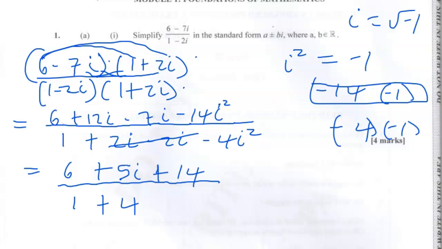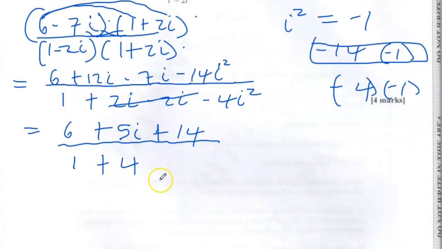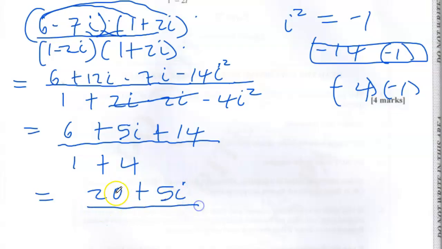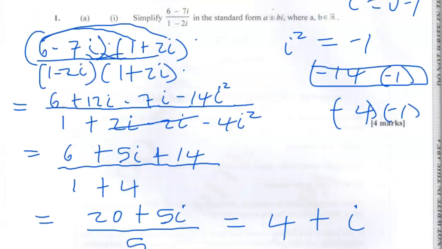So continuing, we end up grouping like terms. We end up with 6 plus 14, the real numbers, that's 20, plus 5i, divided by 5. So dividing both terms in the numerator by 5. So 20 divided by 5, that's 4. And 5i divided by 5, that's 1i. So the solution is 4 plus i.